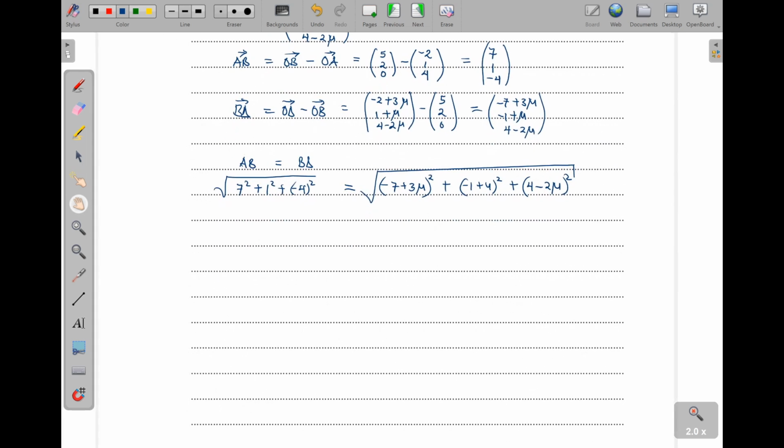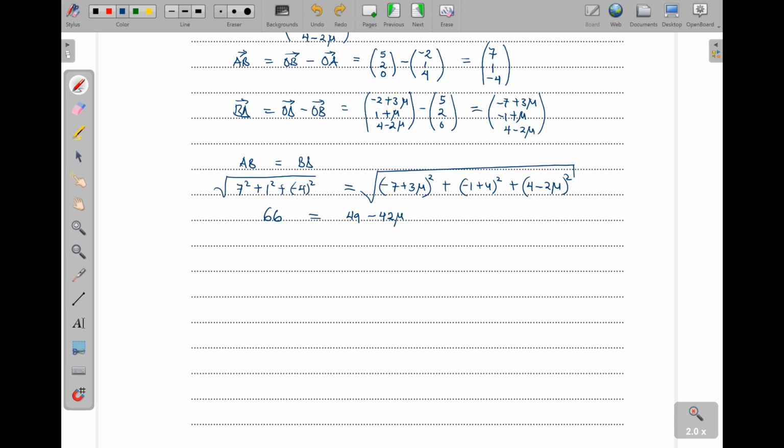Of course, when you square both sides, the square roots will go. Now, this is 49 plus 1, that is 50, then plus 16. That gives us 66. Then we go to this side, square this one, you will get 49. Then 2 times 7, 14 times 3, that is 42. So I will have minus 42 mu.